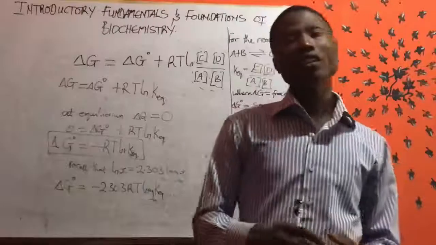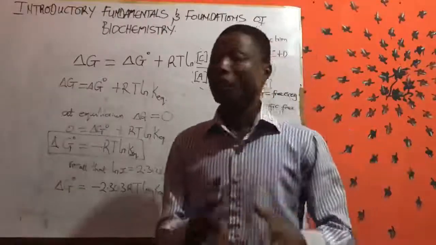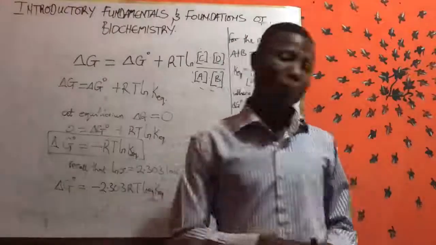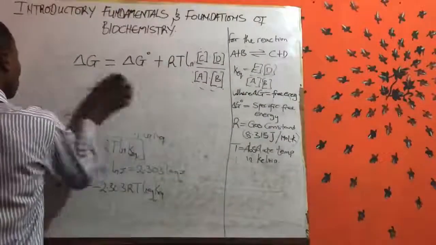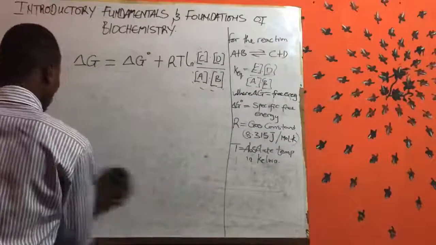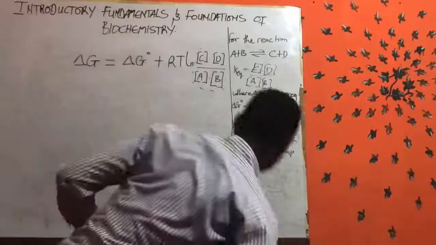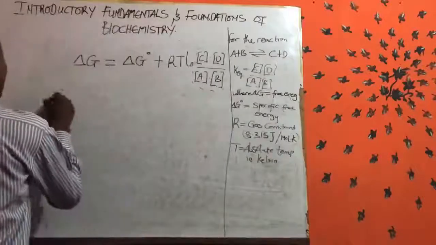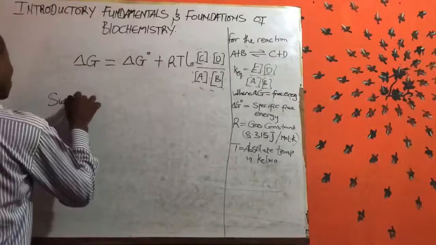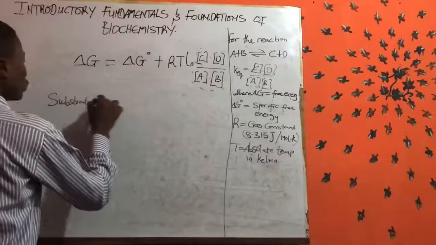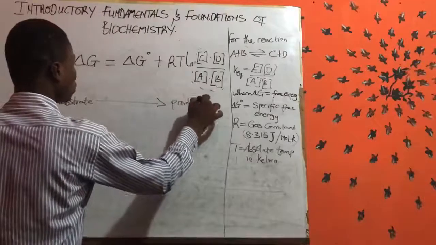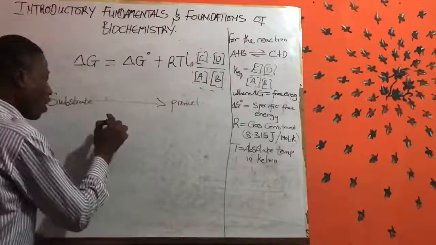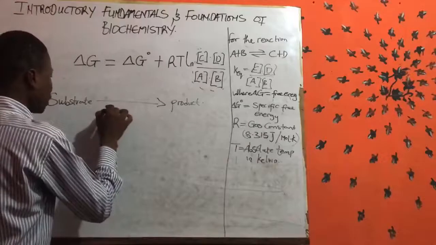The point I'm trying to explain is that enzymatically, before your substrate is converted to product, in between here you have a transition intermediate.